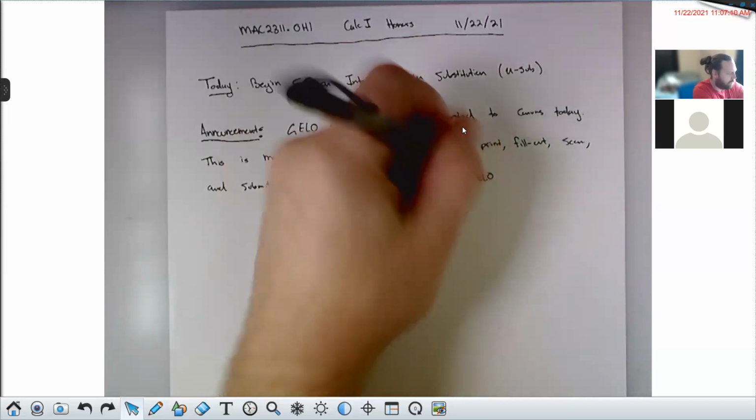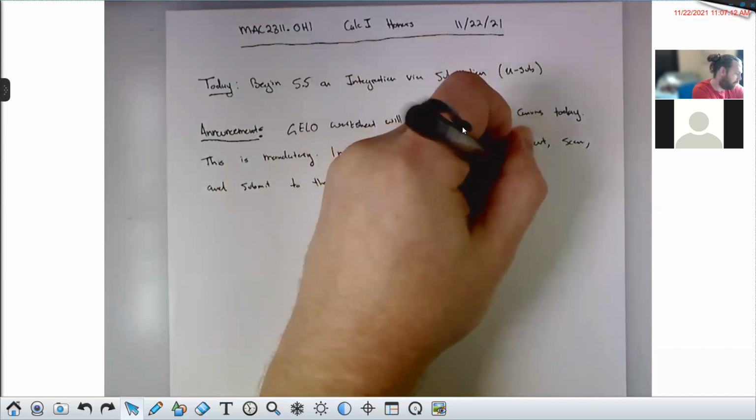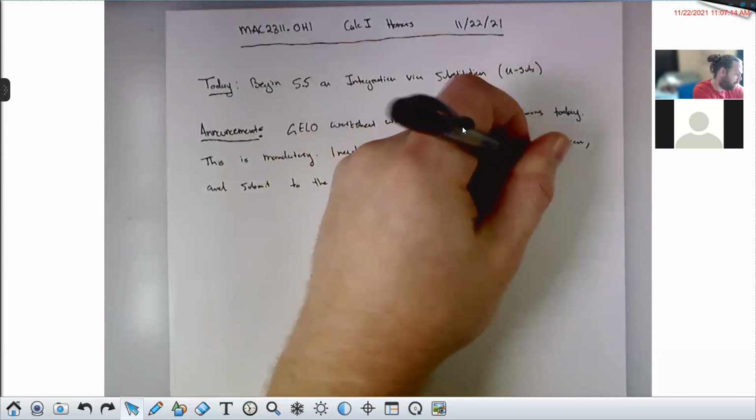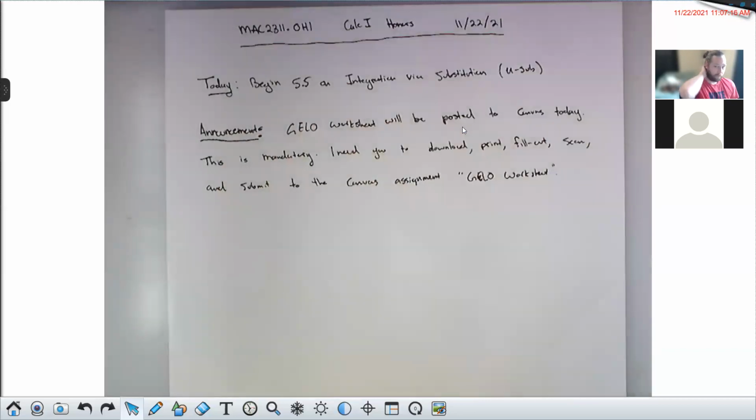Jello, G-E-L-O, Jello, worksheet. So this is just in place of what used to be some questions on the final exam for the state to track how I'm doing as a teacher, to make sure you guys are getting the general education learning outcomes from this course that we would hope that you get from this course.